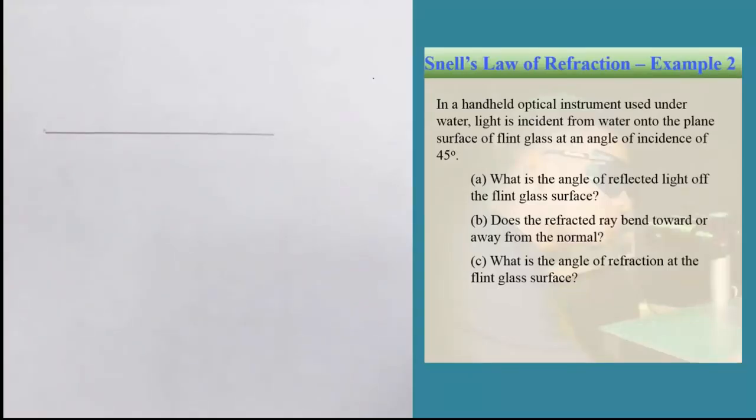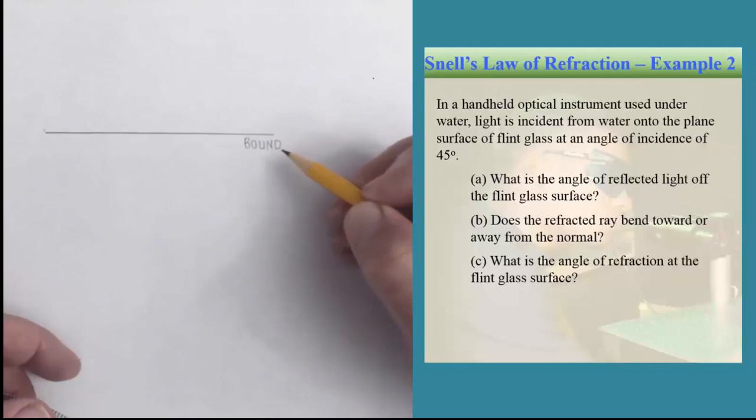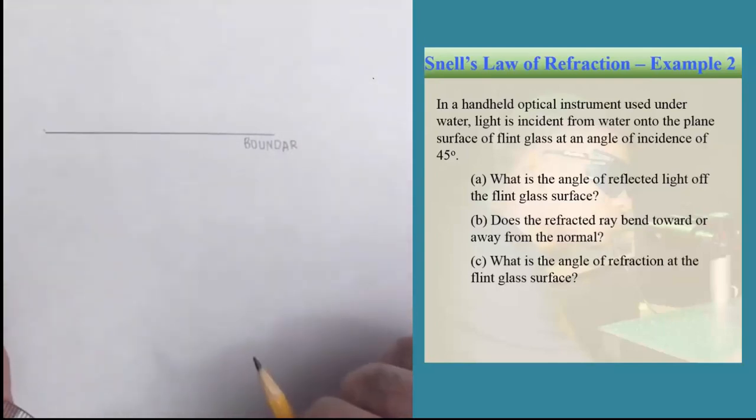Let's first create a sketch of the problem that we're trying to analyze. Here, this straight line is going to represent the boundary between the two media. As the problem explains, we are analyzing the light propagation from the water onto the glass.